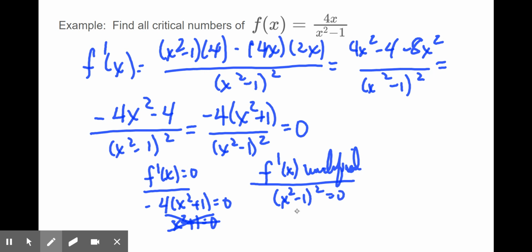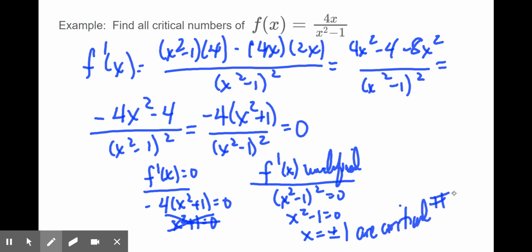All right, so we can just get rid of the square and just want to know where x squared minus 1 equals 0. That's at plus or minus 1. So these are critical numbers of f of x.